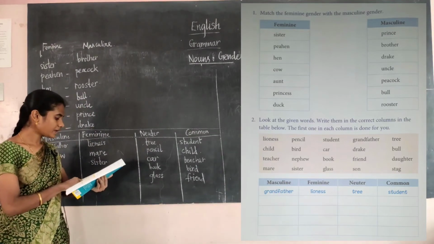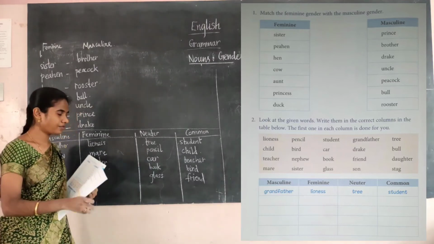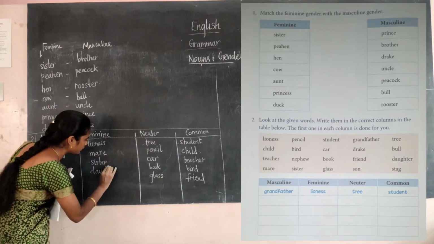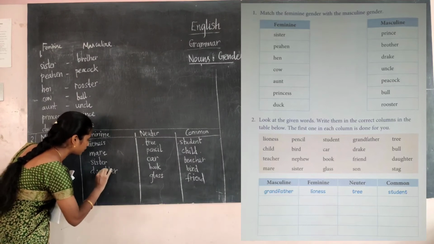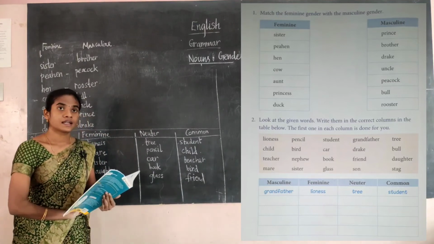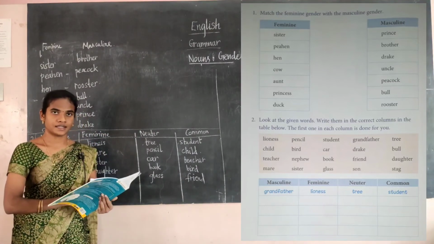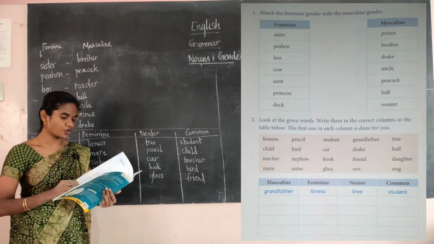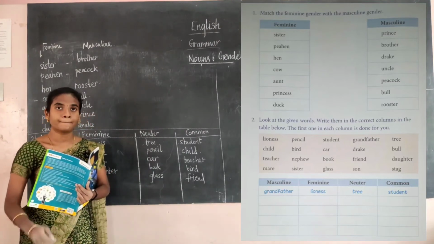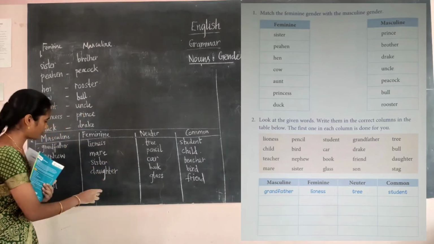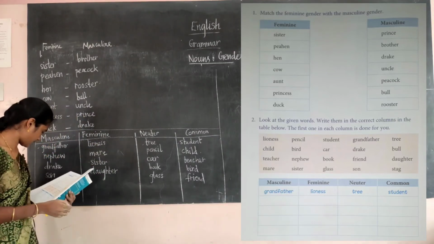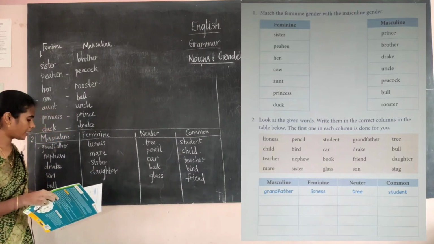Then daughter, it's a feminine. Daughter is the feminine one. And stag. What do you mean by stag? I have told, stag means male deer. So it's a masculine. Stag, S-T-A-G.